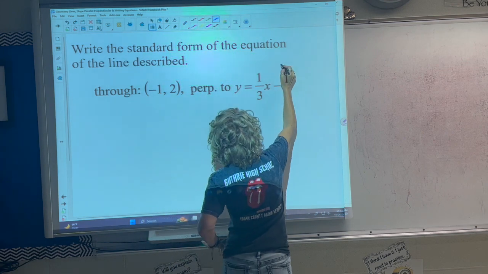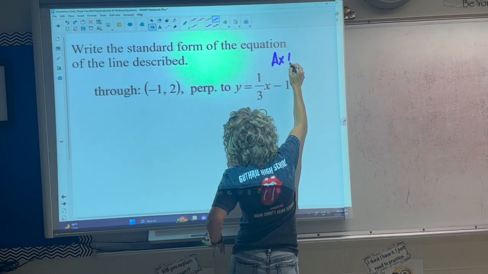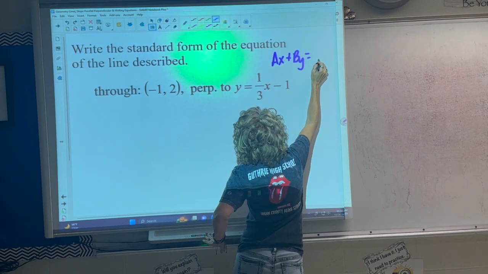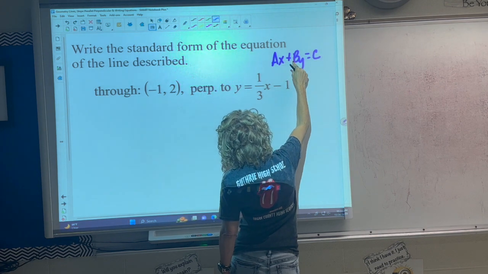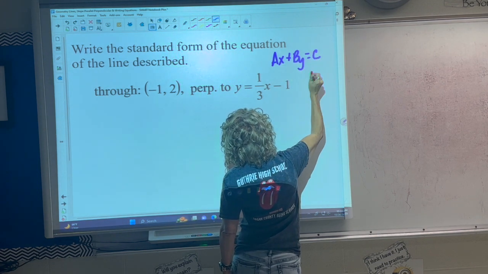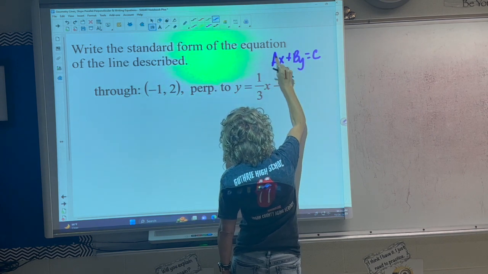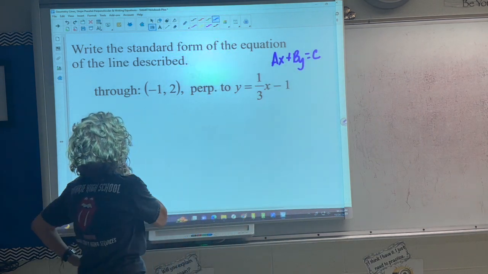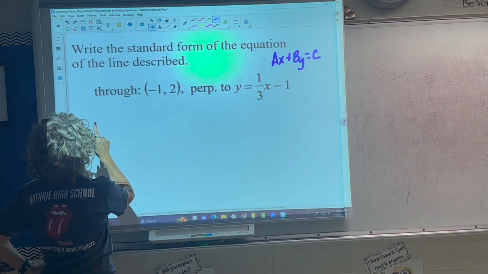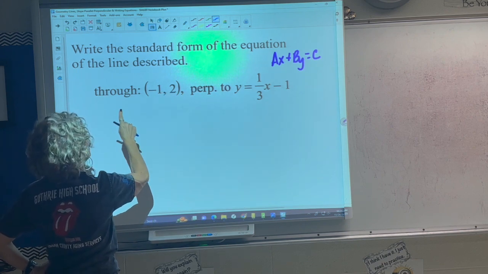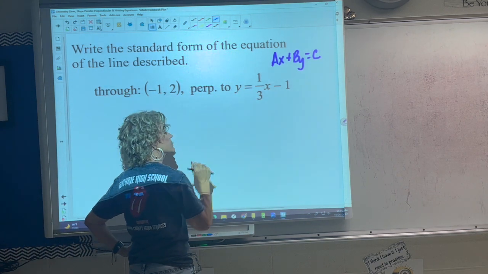So again, I'm going to put up here, standard form: ax plus by equals c. A is the coefficient of x, b is the coefficient of y, c is your constant number all by itself. There are no fractions, and a is not negative, okay? So we're writing the standard form, and it's perpendicular to this one.